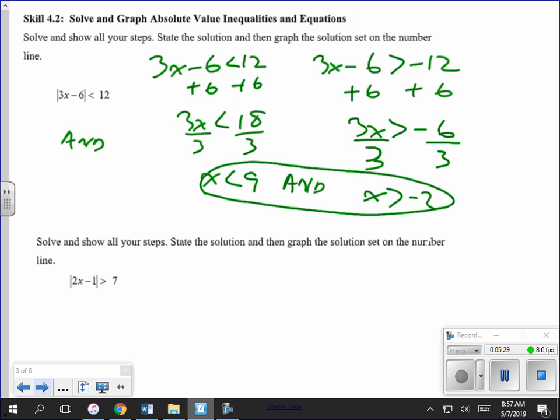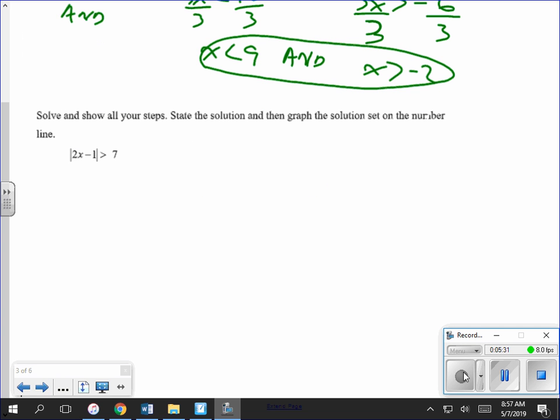Same idea on the next one. I'm going to pause for. Okay, here we go again.